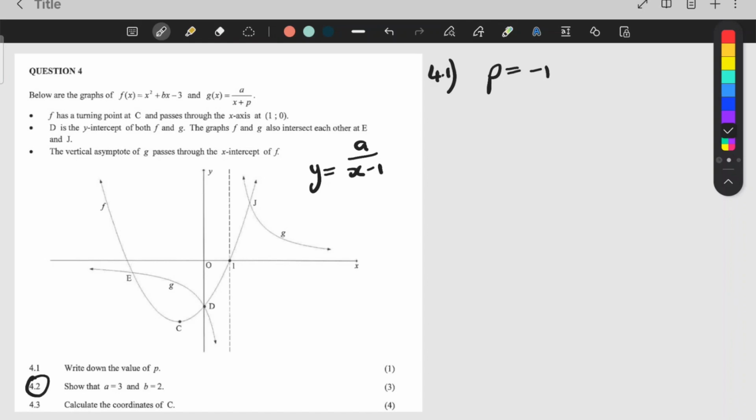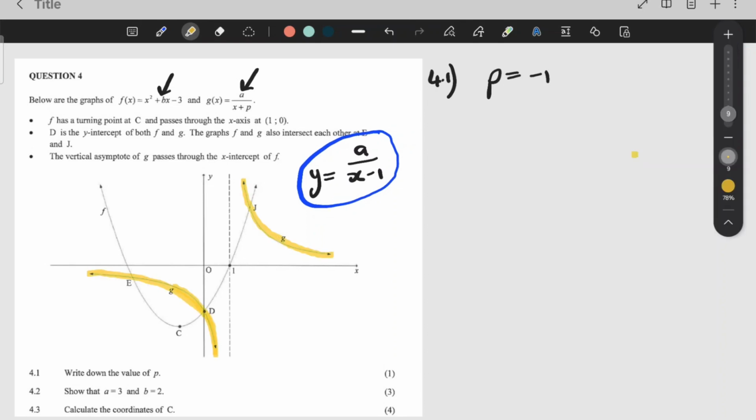Then 4.2 says, show that a is 3. And show that b is 2. B is over here. A is over there. I think let's start with the hyperbola. We have this so far. And if you highlight the hyperbola, let's highlight quickly. So there's the hyperbola.